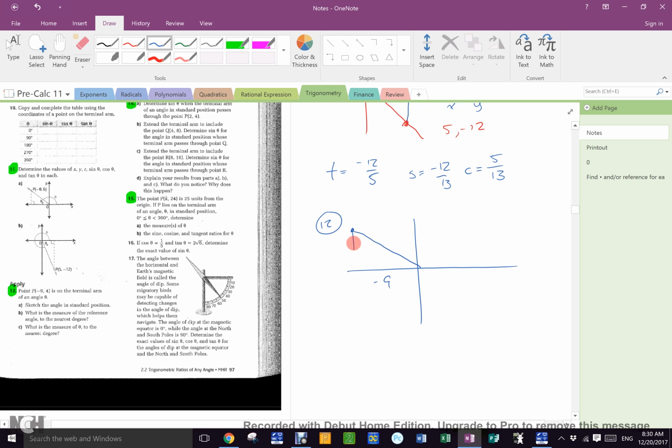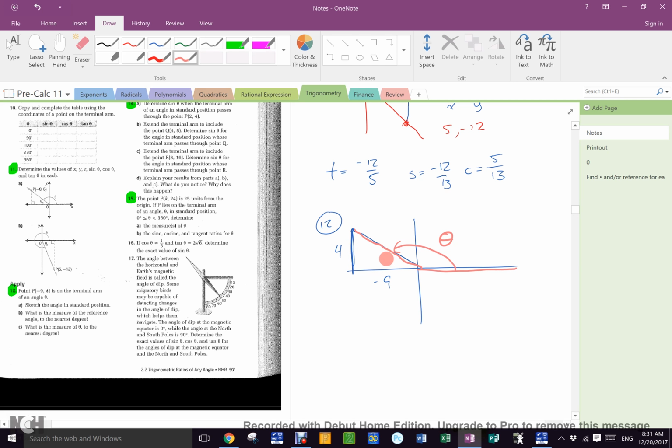Negative 9. What's this part? 4. I want to know, there's the angle in standard position, yes? Okay, to do it properly, I would do the terminal arm and the x-axis. That's theta. Everyone cool? I want to know, there's the angle, got it. What's the measure of the reference angle?